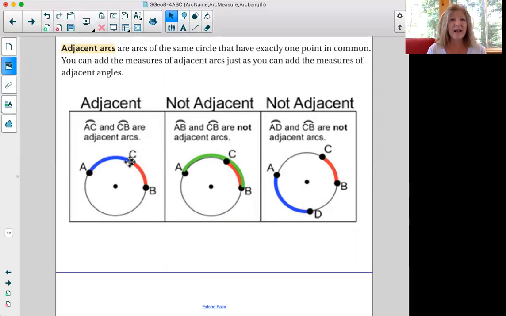Just like adjacent angles and adjacent areas, with these arcs, one ends where the other begins. And notice that here's an example of two arcs that are not adjacent. They overlap each other. And here is an example of two arcs that are not adjacent because they don't touch each other. There's a gap. So there can be no gaps and no overlap if you want the arcs to be adjacent.